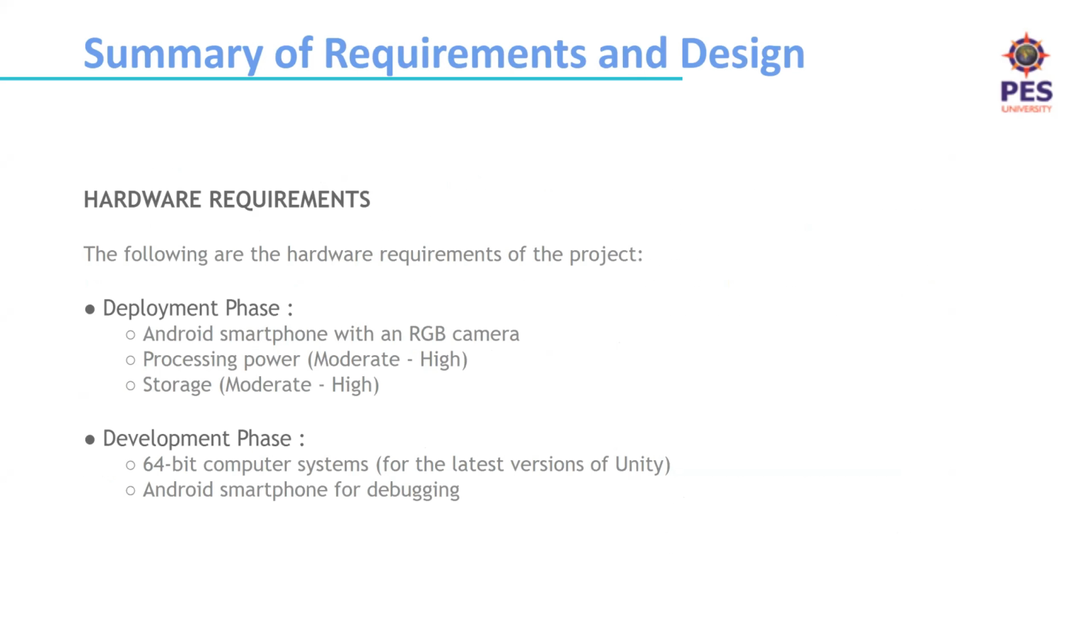Coming to the requirements and design, starting with the hardware requirements. During the deployment phase, we just required an Android smartphone with an RGB camera, which had moderate to high processing power as well as moderate to high storage capacity. And during the development phase, we required a 64-bit computer system which was supporting the latest versions of Unity, as well as an Android smartphone for debugging.